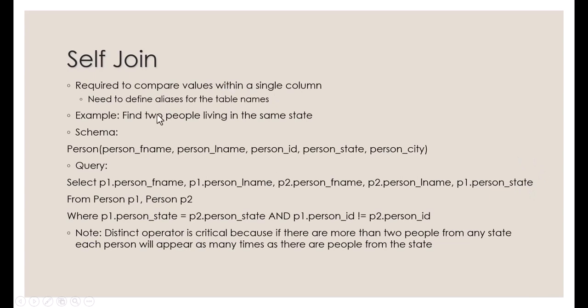But we want to make sure that these are two actual individuals. They're two different people, not the same person. So their person ID should be different. We could have made sure that their first name and last name are different, but it is possible that there are more than two people with the same exact name that live in the same state. Person ID is unique. The first and last name are not unique; they're not keys. Person ID is a primary key. So we are setting P1.person ID not equal to P2.person ID.